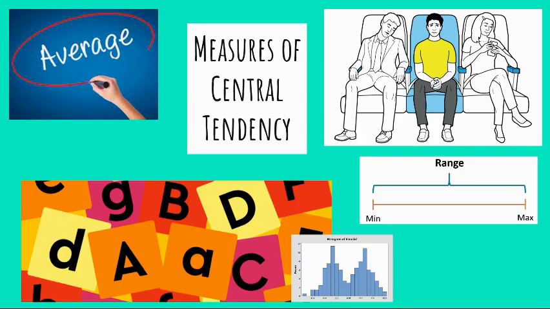Our median is our middle number. If I took all of my data set numbers and I put them in order from lowest to highest and I crossed off the ends, whatever number I ended up with in the center is my median.